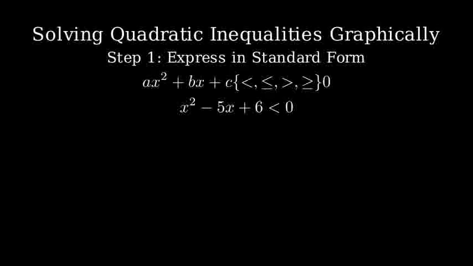Let's start with an example. Solve x squared minus 5x plus 6 less than 0. Step 2. Find the roots of the corresponding quadratic equation. We solve x squared minus 5x plus 6 equals 0. Using factoring, we find that (x minus 2) times (x minus 3) equals 0, giving the roots x equals 2 and x equals 3. These roots are the x-intercepts of the parabola.